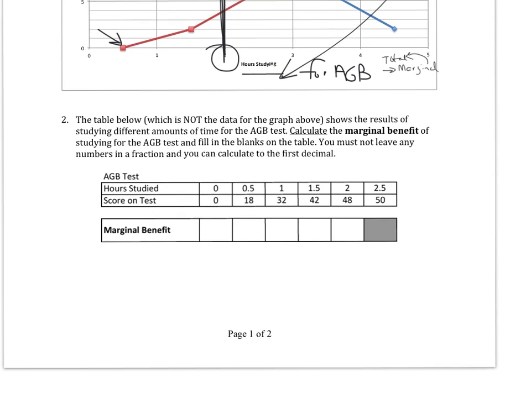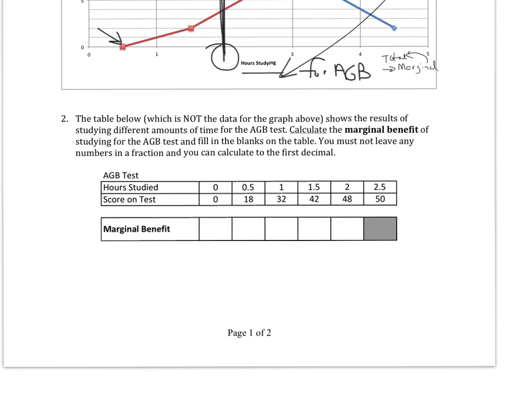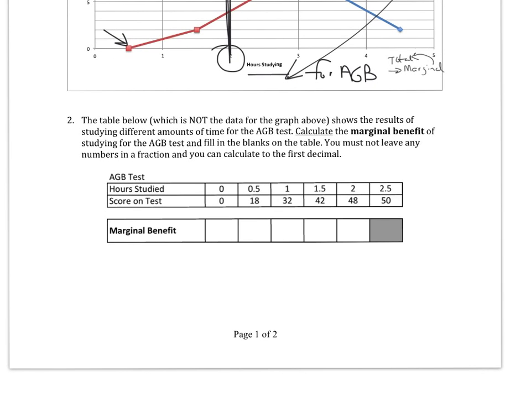Okay, so let's scroll up. Second question. Okay, so the table below, which is not the data for the graph above. Again, I'm just trying to make sure you know that it's a separate problem. Show the results of studying for different amounts of time for the AGB test. Calculate the marginal benefit, so that's the concept we're addressing. Calculate the marginal benefit of studying for the AGB test and fill in the blanks on the table. So this is just a straight up calculation.